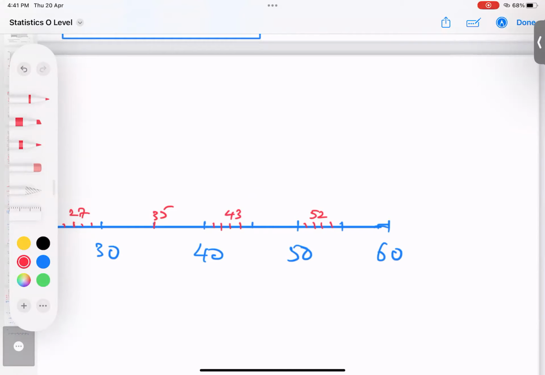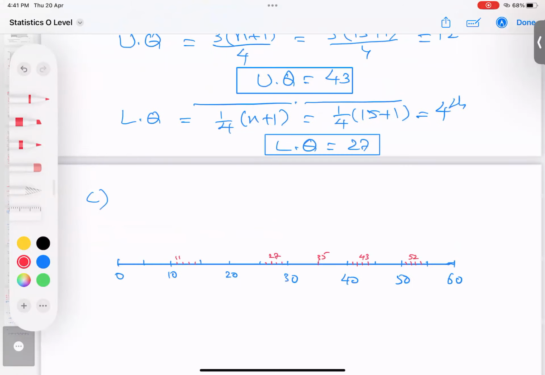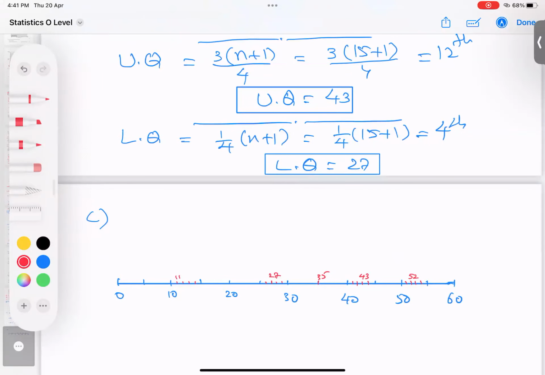And I believe you're understanding, students. Okay. Now I'm going to make my finalized diagram. And 11 is here. Then 52 is here. Then 27 is here. 35 is here. Wait a minute. Then 43 is at this spot. And I'm going to make it. And I believe you're not getting any big issue.